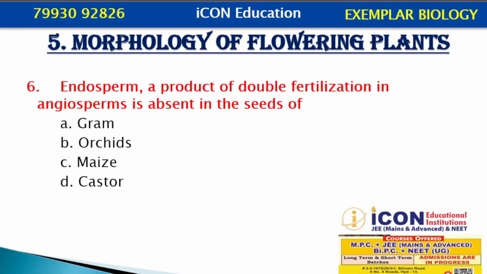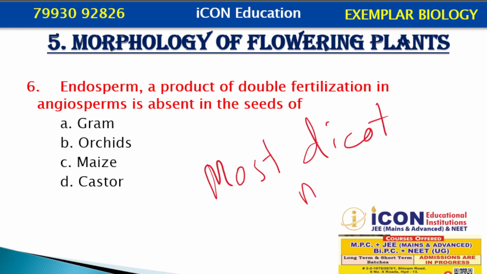Question number 6. Endosperm, a product of double fertilization in angiosperm, is absent in the seeds of. Students, as given in the textbook, most of the dicot seeds are non-endospermic. That means they don't have endosperm in their mature seeds. So endosperm, a product of double fertilization in angiosperm, is absent in the seeds of gram.